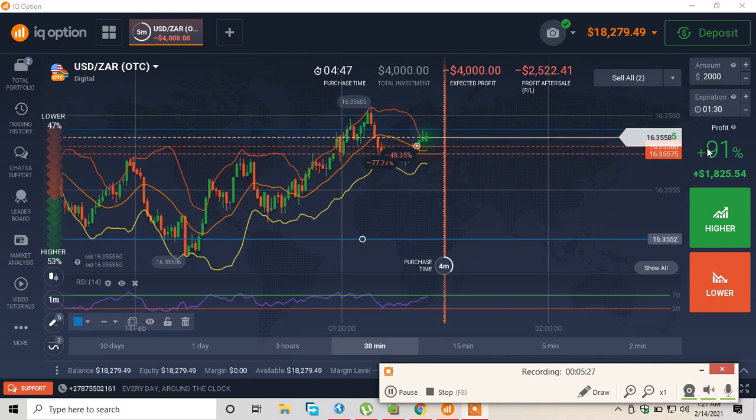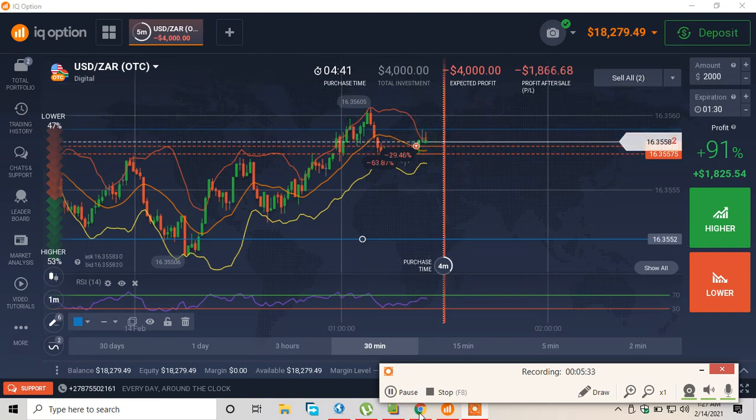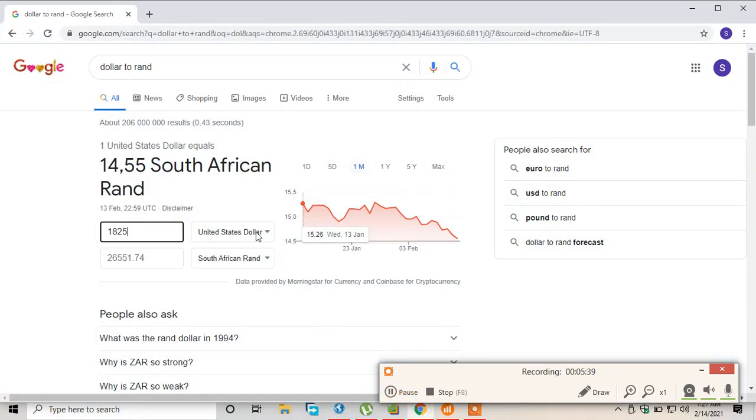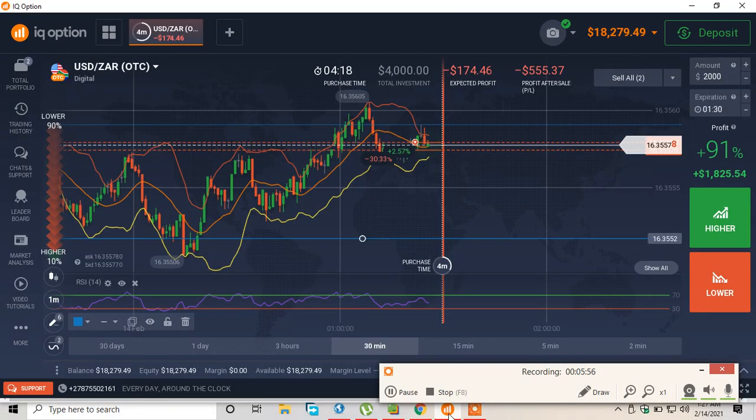It's paying 91%. We're in for $4,000. What's $4,000 at this point? Even though it's a demo at this moment in time, it's good to use to practice. So we're at risk of $4,000, that's 58k, and we're looking at a return of 91%. So it's probably about 50k odd that we're going to be looking at.